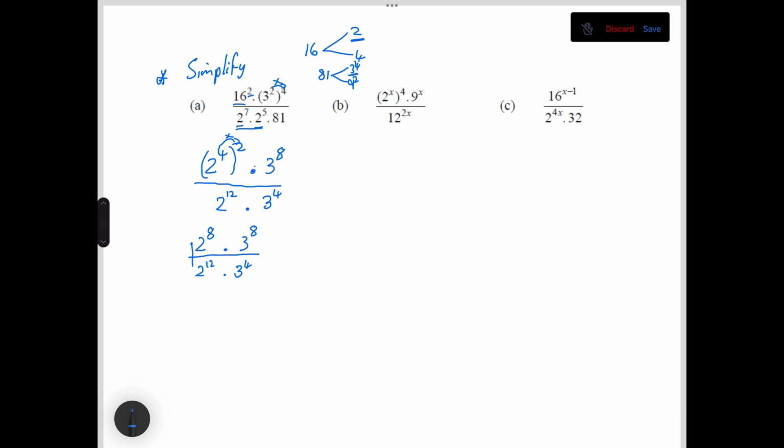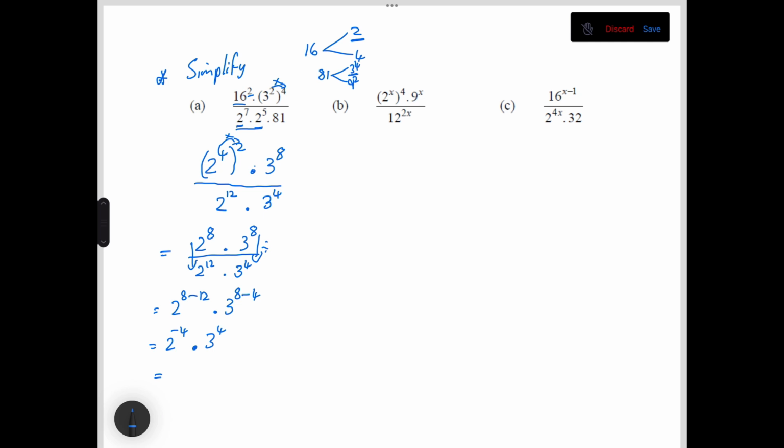We're going to divide. So we know that if you divide the same bases, you subtract the exponent. So it's 8 minus 12. And then for the 3s, we're dividing, so 8 minus 4. So that gives me 2 to the power of negative 4 times 3 to the power of 4.